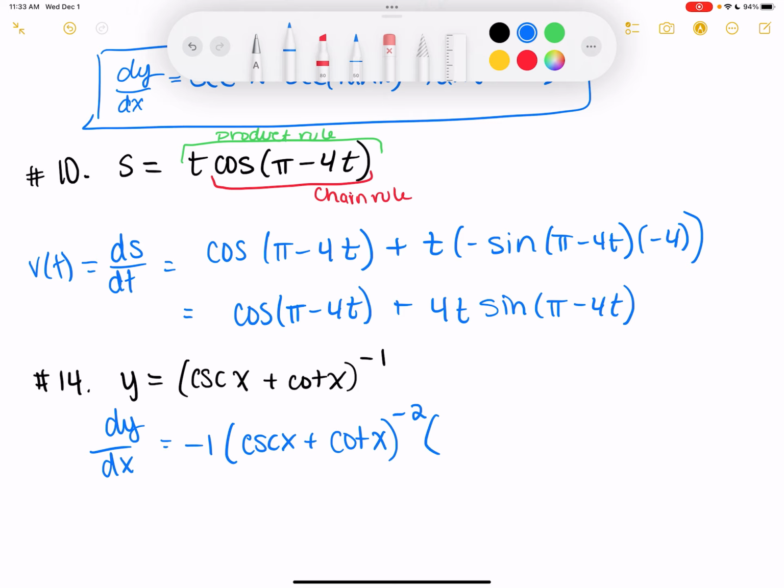So the derivative of cosecant of x is what? Secant squared? Negative cosecant of x times cotangent of x, plus the derivative of cotangent, negative cosecant squared of x.